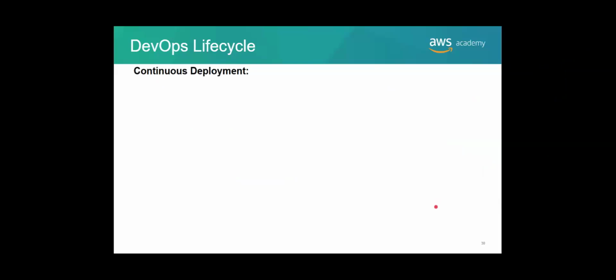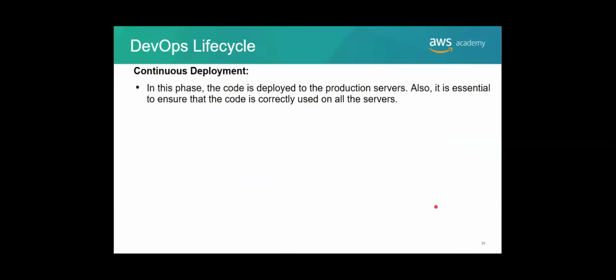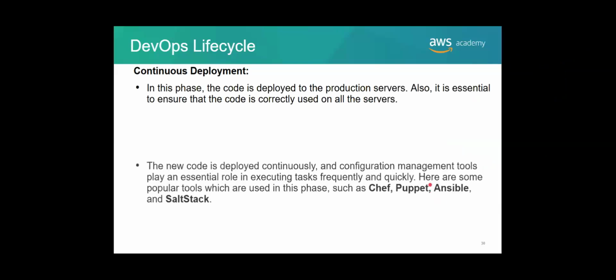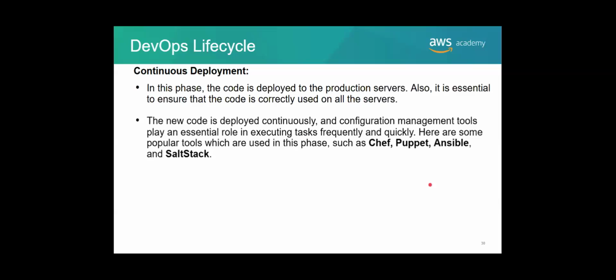Correct. Next one, continuous deployment. In this phase, the code is deployed to the production servers. Production server means from your testing server it is going to production servers, and it's essential to ensure that the code is correctly deployed on all the servers. That's your production phase. Now the new code is deployed continuously, and for this we have some popular tools such as Chef, Puppet, Ansible, and SaltStack. All these we can use for continuous deployment.